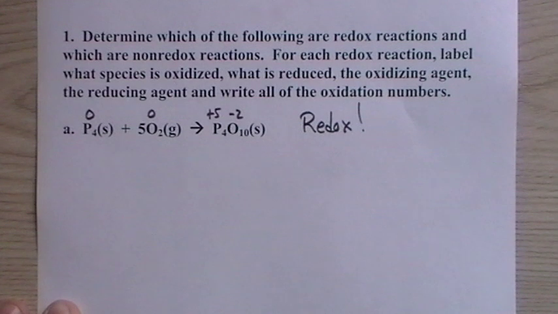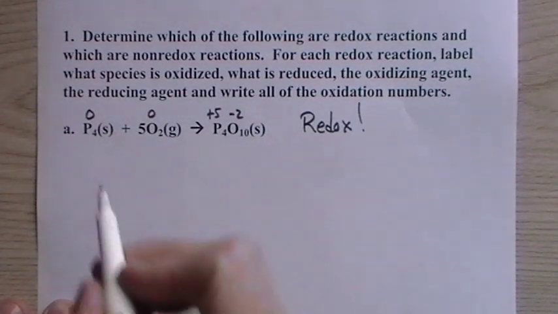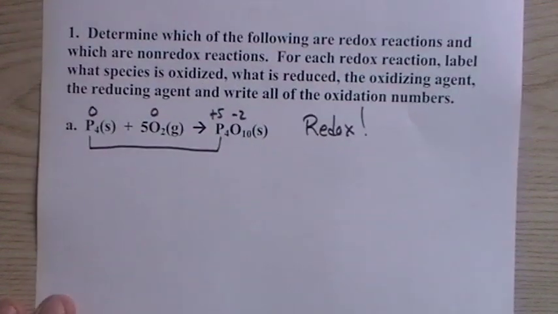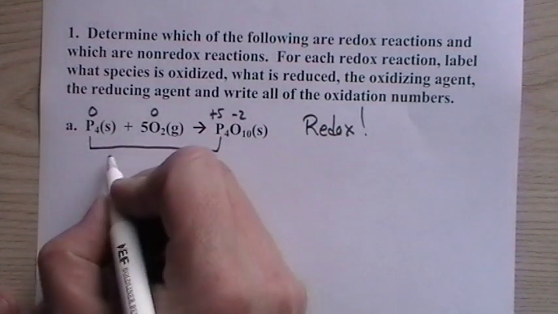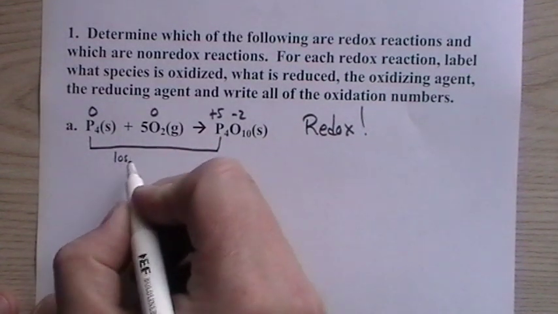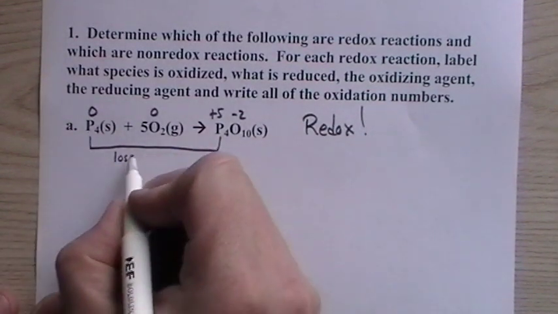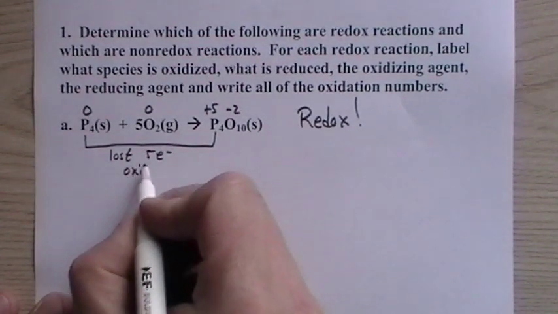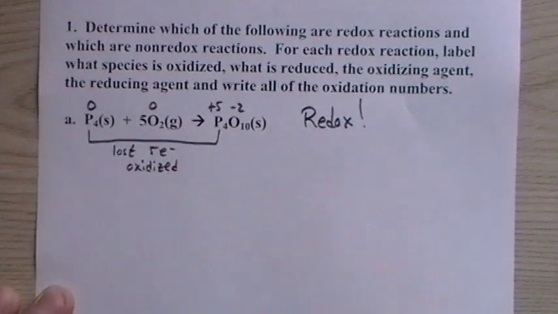Now we want to know what happened. What was oxidized, what was reduced? Well, phosphorus went from 0 to +5. It gained a positive charge, means it lost electrons. Each phosphorus, we'll just go by phosphorus, it lost 5 electrons. If it lost electrons, that means it was oxidized. That's the definition of it.